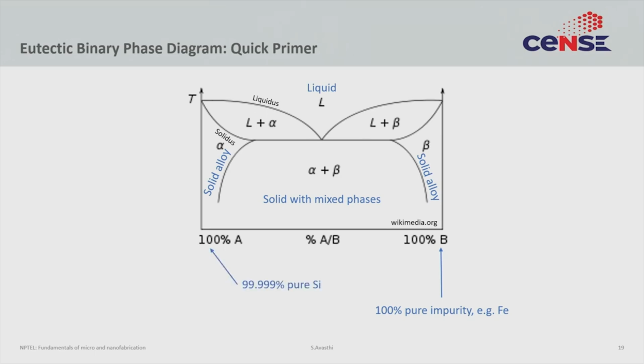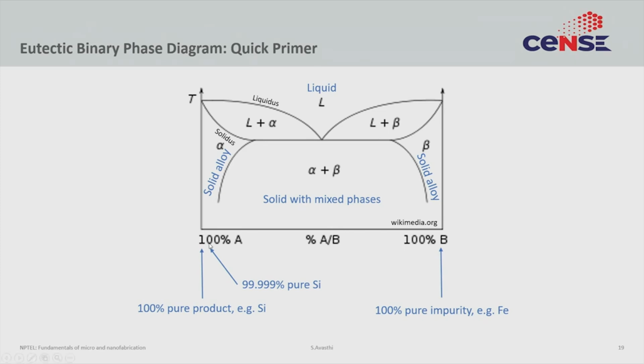Now, in our case, this could be an example of us starting with, we want pure silicon, but we do not have pure silicon, we have certain impurities. So, we have an alloy of impurity and silicon. So, we are probably somewhere here, right. So, if you have 99.99% pure silicon, you are very close to this origin, but not exactly at 0, right.